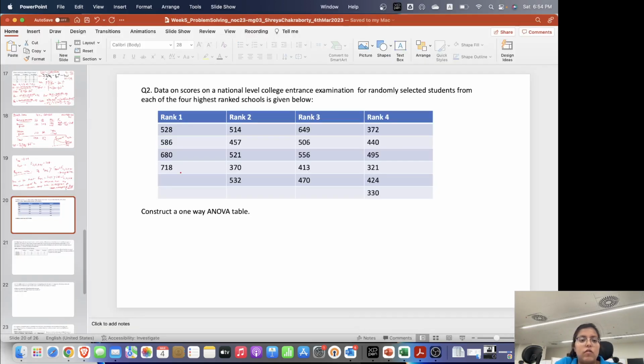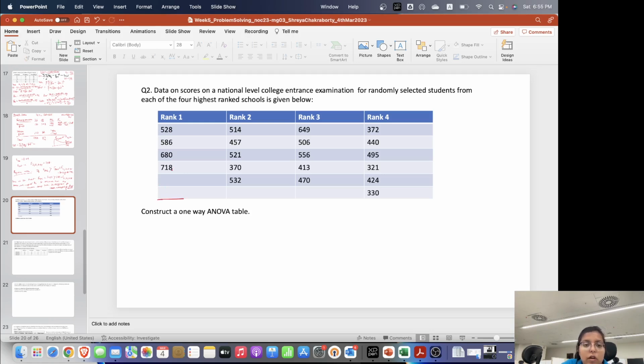Alright, so we'll move on to the next one. Data on scores on a national level college entrance examination for randomly selected students from each of the 4 highest ranked schools is given below. From here we have to construct a one-way ANOVA table and find out if these 4 schools are equally good or not. So, one way to do is to construct a one-way ANOVA table. First we will find out the group means if possible.